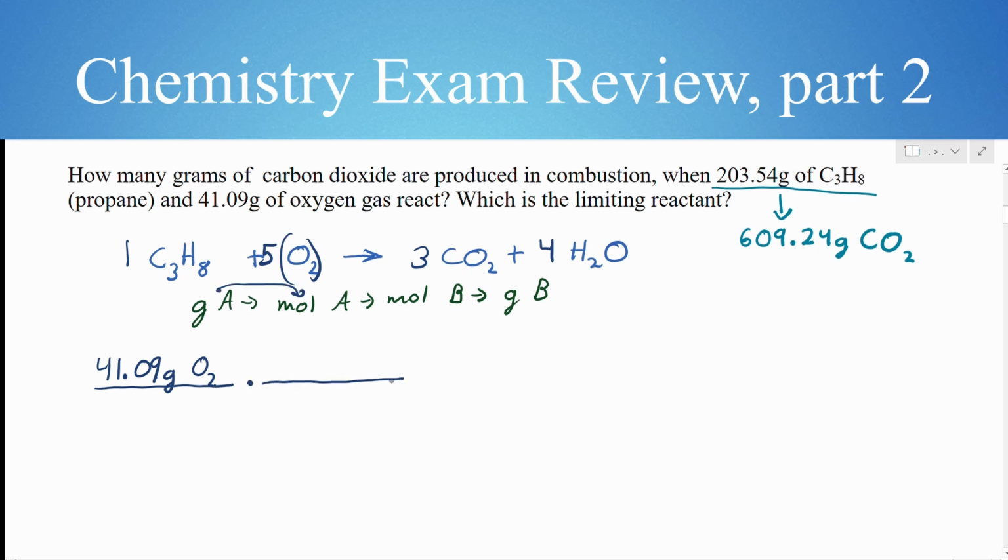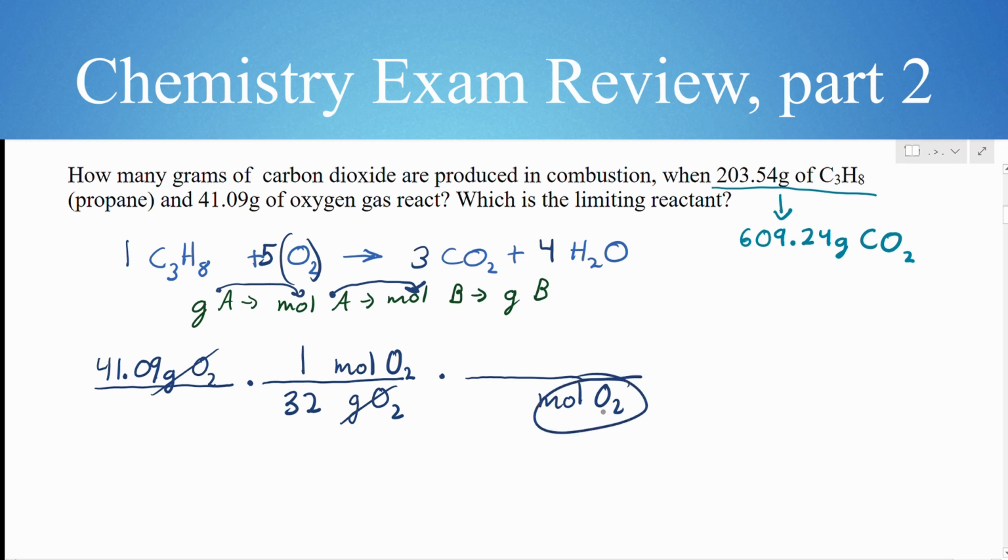So to do this, we're going to cancel out the grams of oxygen, and we want moles of oxygen gas. Okay, so we're going to be using the molar mass, so how many grams of oxygen are there in 1 mole of oxygen? That'll be 32 grams, and then these cancel out. Now we want to go from moles of oxygen to moles of carbon dioxide. So canceling out moles of oxygen, that means we'll put this part on the bottom, and we'll have moles of what we want to go to, which is carbon dioxide, on the top.